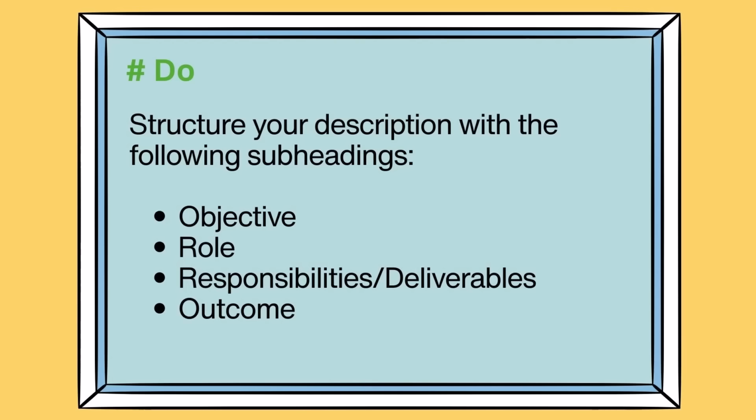Now, let's look at how to create a strong project description that gets your application approved on the first review. Here are some good practices you must follow. First, structure the description with the following subheadings: objective, role, responsibilities, deliverables, and outcome. This format not only makes your description clear but also aligns with PMI's expectations.